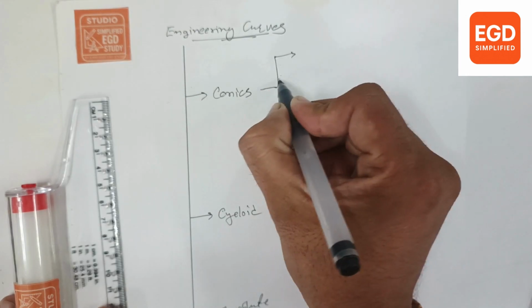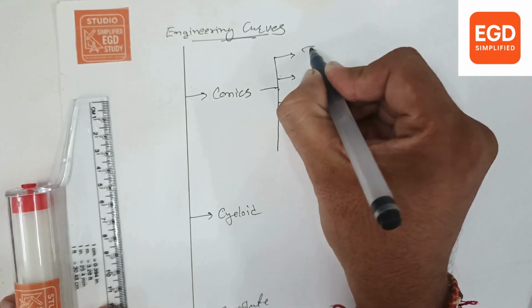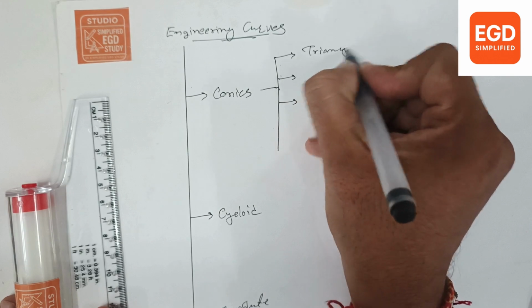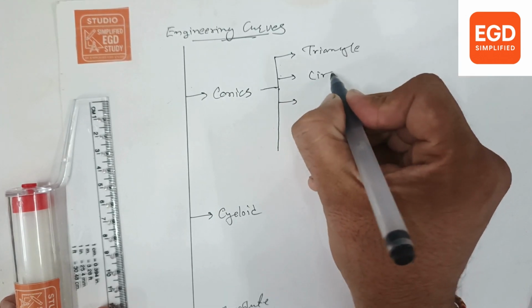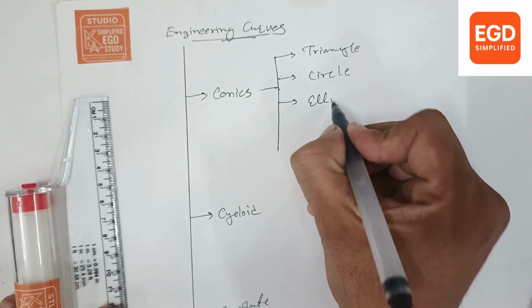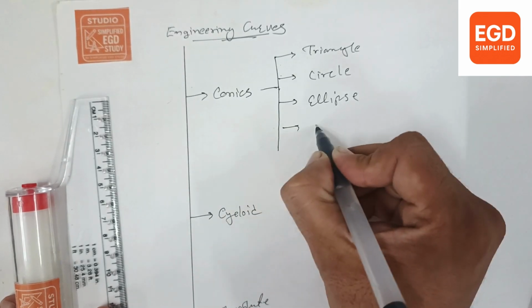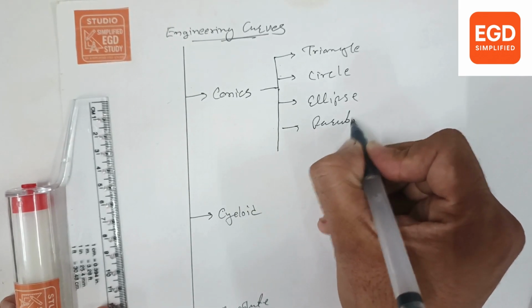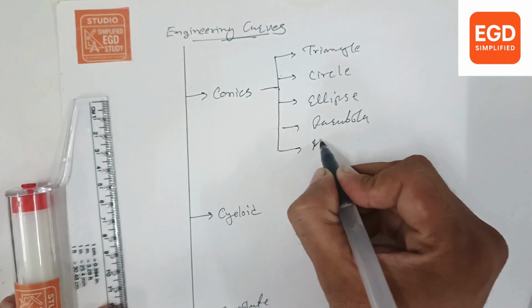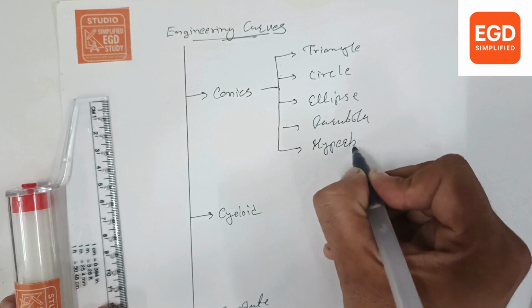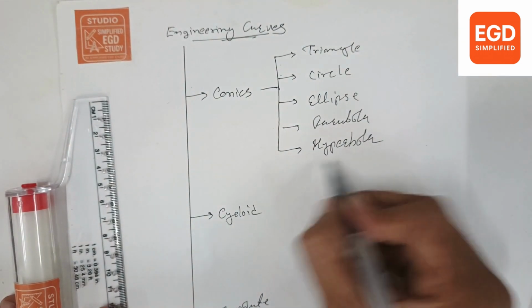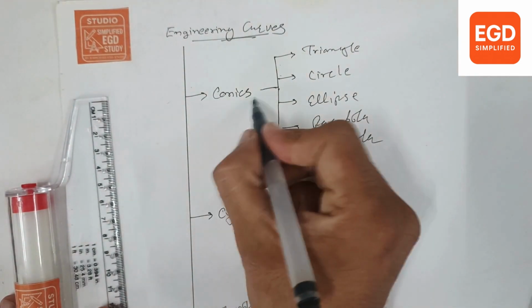Which entities are called conics? First of all we will see triangle, then circle, ellipse, parabola and hyperbola. These curves are called conics.